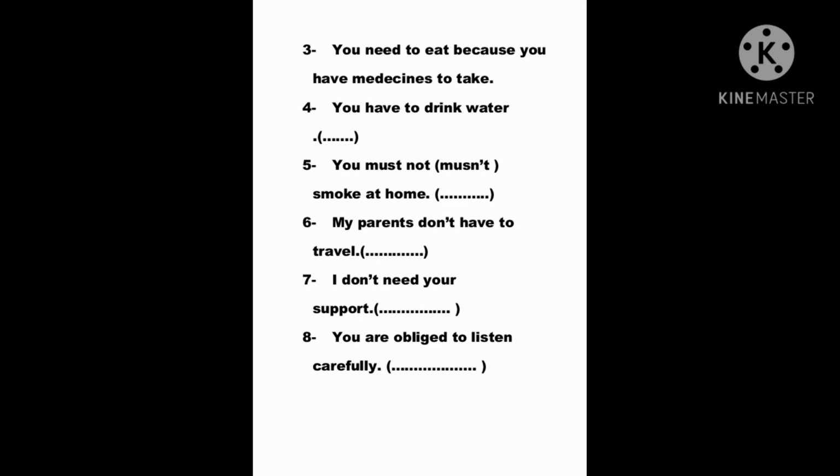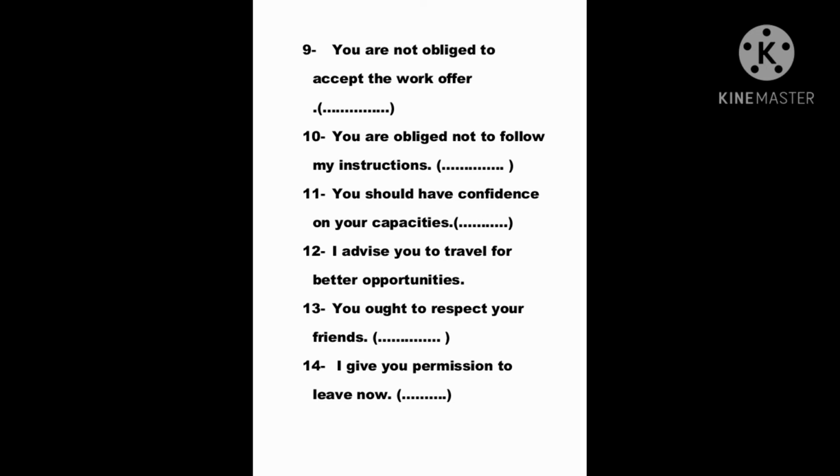It's his choice. You need to eat because you have medicines to take. You have to drink water, for example. You must not or you mustn't smoke at home, fifth example. My parents don't have to travel. I don't need your support, seventh example. You are obliged to listen carefully, eighth example. So here we find different meanings of the sentences. The 9th sentence, you are not obliged to accept the work offer. The 10th, you are obliged not to follow my instructions.